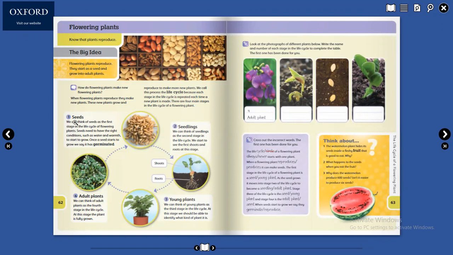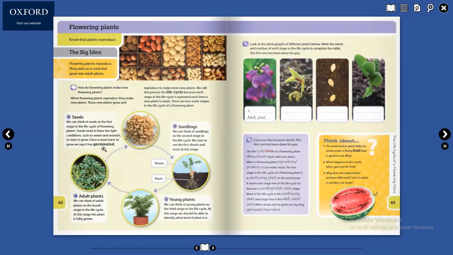Number one is seed. Yazan, please read this portion. What is meant by seed? We can think of seeds as the first stage in the life cycle of flowering plants. Seeds need to have the right conditions, such as water and warmth, to start to grow. Once the seed starts to grow, we say it has germinated.